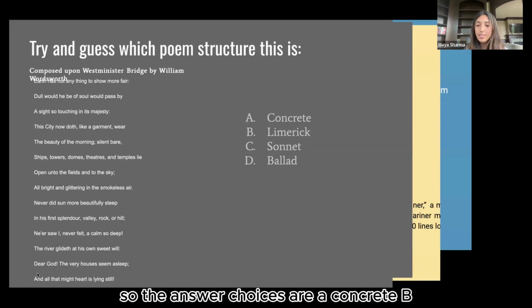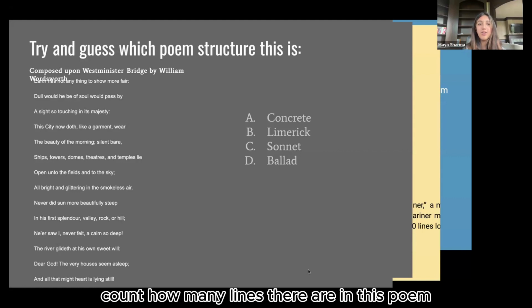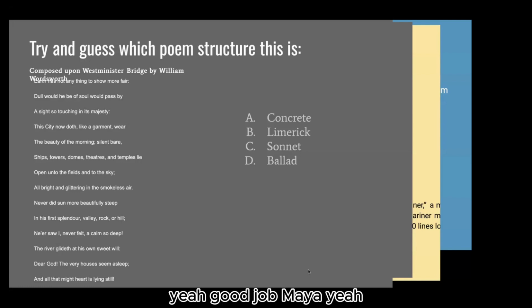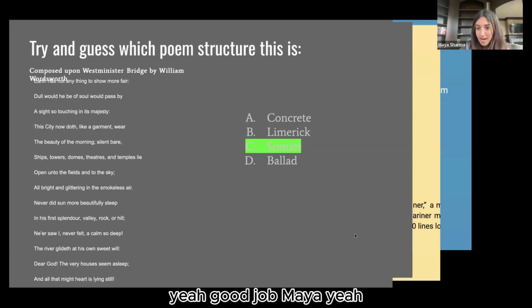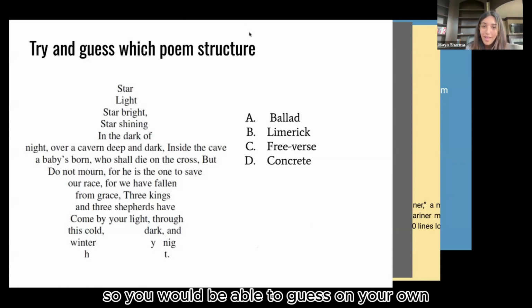So the answer choices are A, concrete, B, limerick, C, sonnet, or D, ballad. For a hint, count how many lines there are in this poem and then determine. Is it sonnet? Yeah, good job, Maya. Yes, it is a sonnet. Okay, now this is the last one. I changed the answer choices up a bit so you would be able to guess on your own.